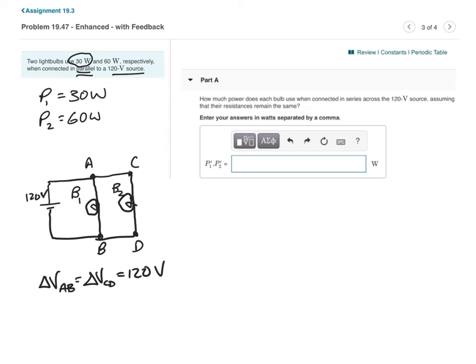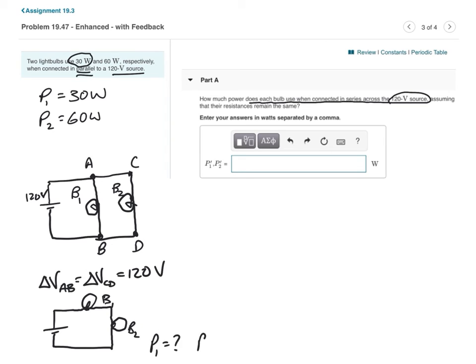All right. The question is, how much power does each bulb use when connected in series across that 120 volts? So if we had a new circuit that looked like this, where you had a bulb here and a bulb here, and they were in series, now what's P1? Question mark. And P2? Question mark, right? So I think we have to figure out what the resistance is of these bulbs based on what we know about the power consumption in the first arrangement in parallel.